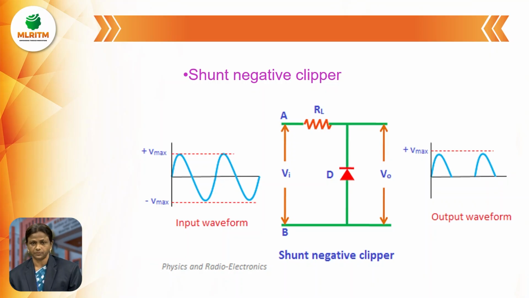Here input signal is nothing but AC signal. A and B are the secondary terminals of the transformer. RL, load resistor. D, diode D. V0 is nothing but output voltage. Shunt negative clipper means which portion is cut off at the output side? Negative portion must be cut off at the output side. So how this negative portion must be cut off at the output side? By using this circuit. So during the positive half cycle, terminal A becomes positive.